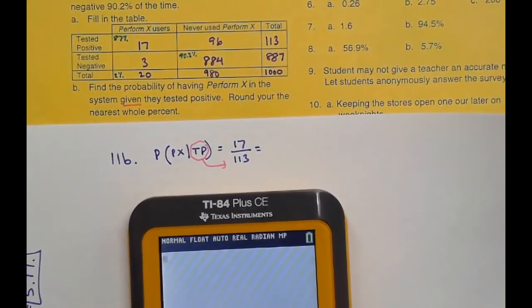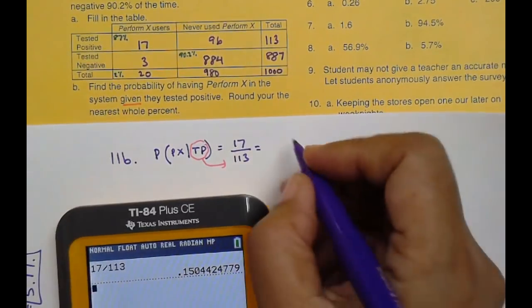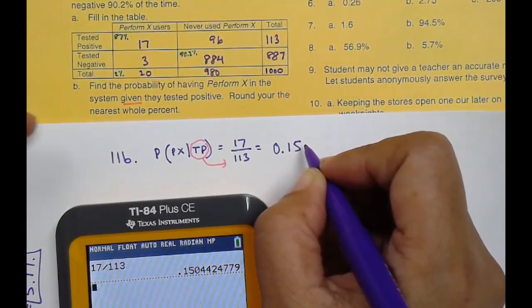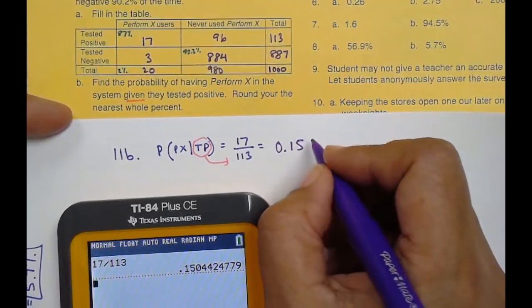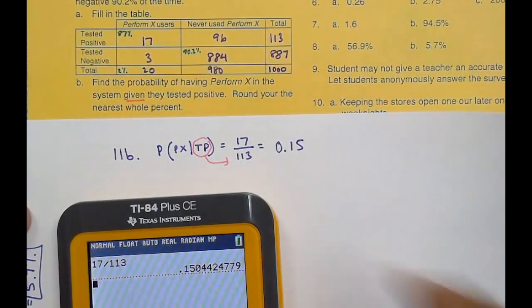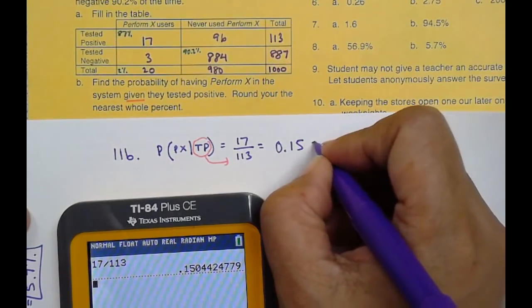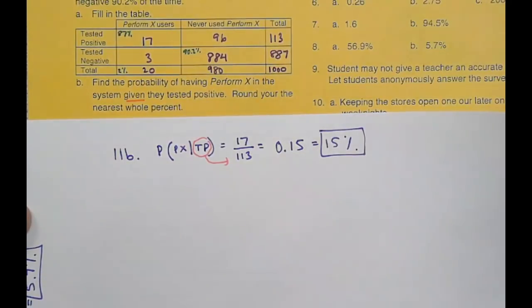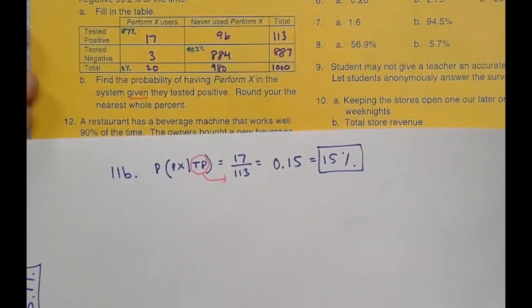Okay, so we have 17 divided by 113. So that's going to be 0.15. Oh, it says round off to the nearest whole percent. Never mind. So 0.15 is the same thing as 15%. All right. Oh, there's no part.